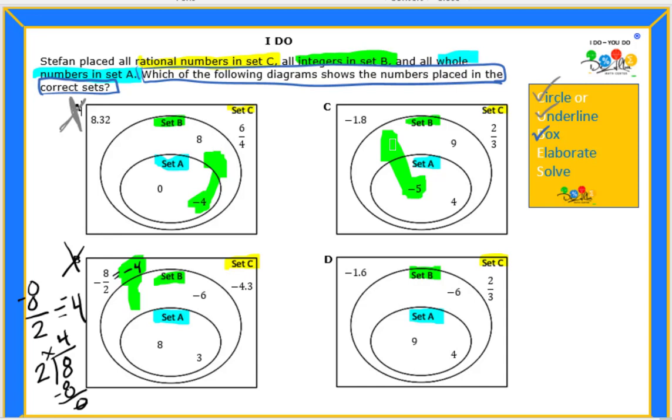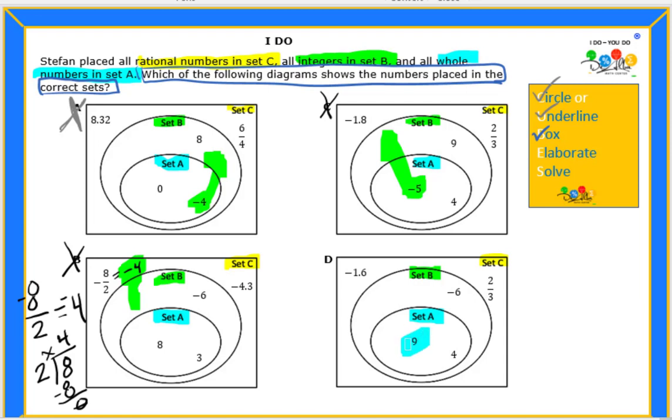I see another mistake, but we've already decided that this is wrong. So it obviously will have more than one mistake, but as long as it has one mistake, we know it is wrong. So hopefully D will have the numbers in all the correct subsets. So let's take a look. Set A, again, we should have whole numbers. Number 9 is a whole number, so that is perfect.